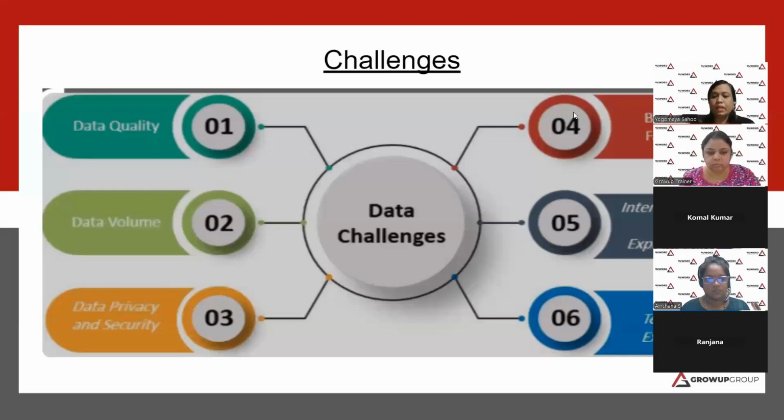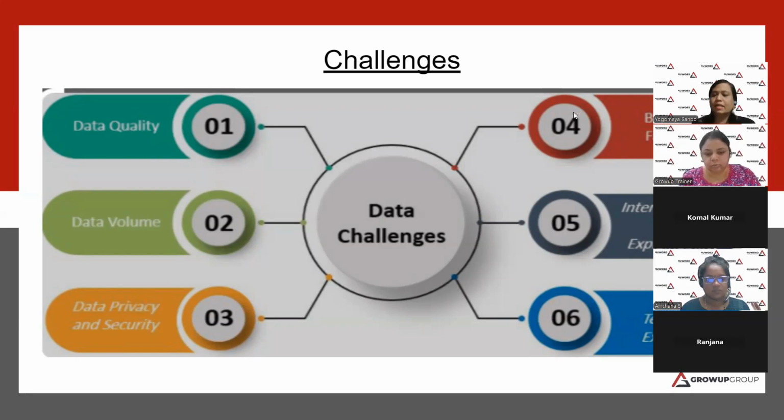Then the fifth one is interpretability. Because it is machine-level language, it is difficult to understand the machine language. It is a challenge for learning models while explaining, making decision-making difficult. So that is again a challenge for curated AI.